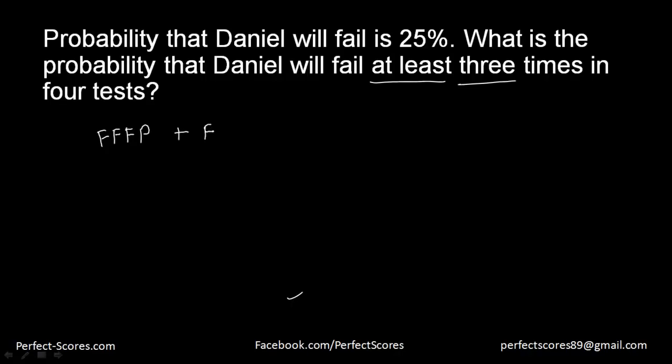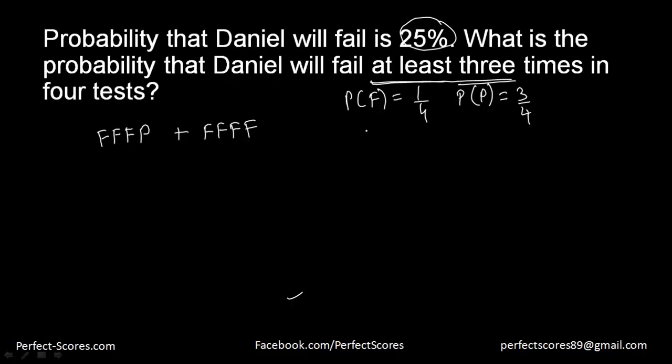failing in all is one of the combinations, because the question asks that he wants to fail at least 3 times in 4 tests. So he can fail in 3 tests and pass in 1 test, or he can fail in all the tests. Now the probability of failing is equal to 25%, which is 1 by 4, and the probability of passing is equal to 3 by 4, which is 1 minus 1 by 4, right?